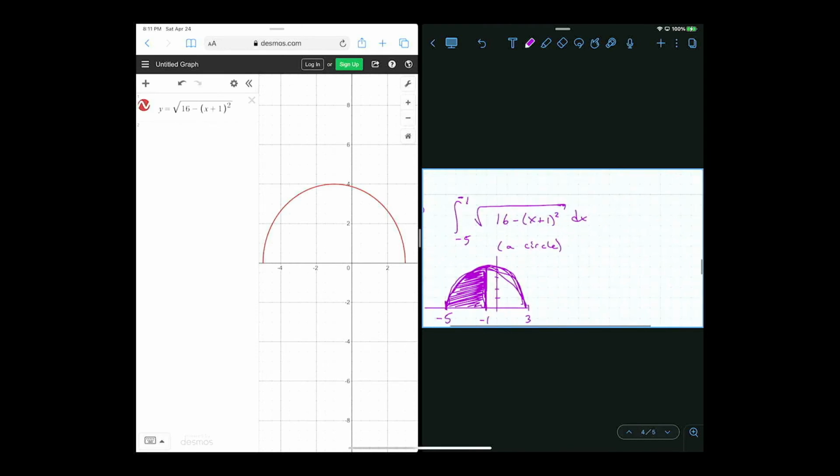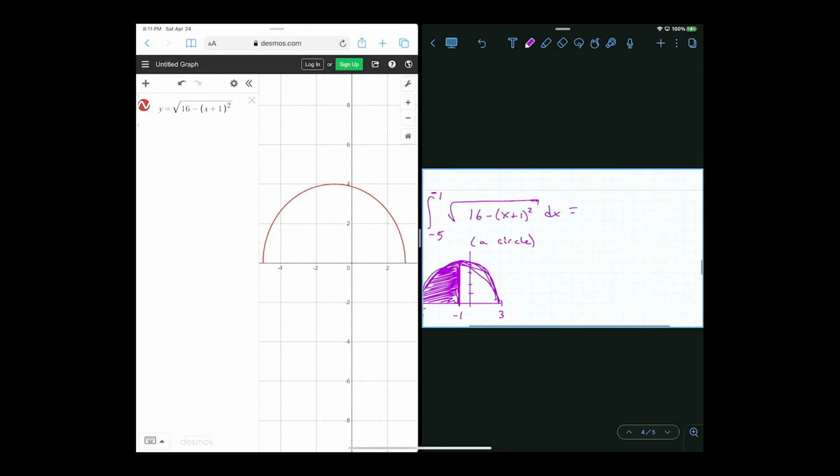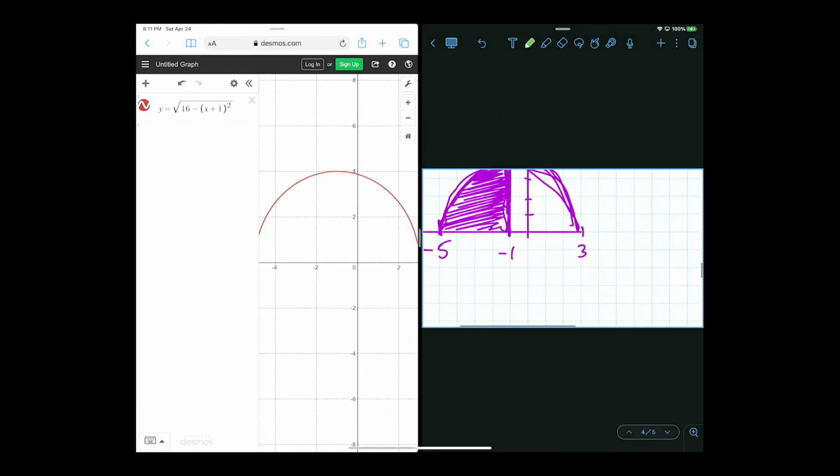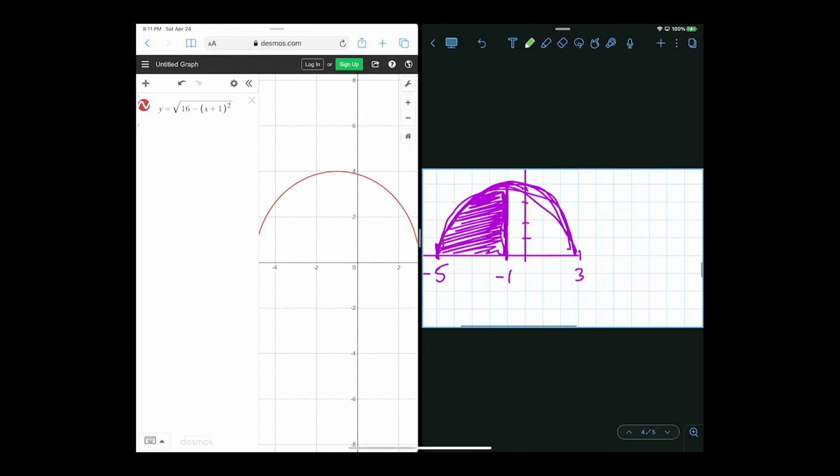So when you go to find this integral, you would say that it's 1/4 of a circle with radius. What's the radius of the circle? Hopefully you can look at this picture here, and hopefully you can see that the radius is 4, right? Is it obvious that it's 4? On this graph here, if you calculate the distance from here to here, that's 4.